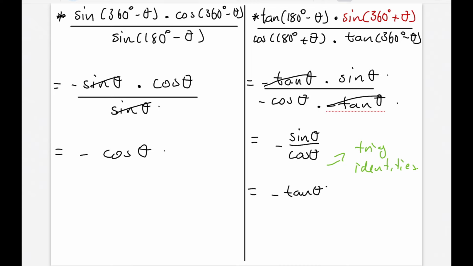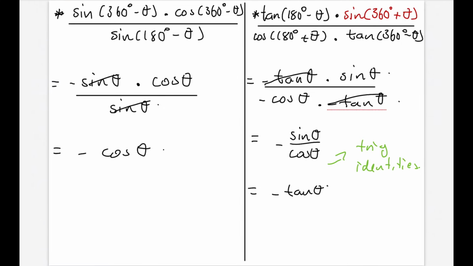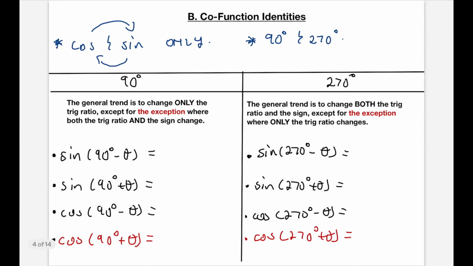Now, let's get into the second part. In the second part of our reduction formula topic, we talk about what we call cofunction identities. Grade 11s and 12s, please note that these have to do with cos and sine when there's a 90 and a 270, all right? Only.